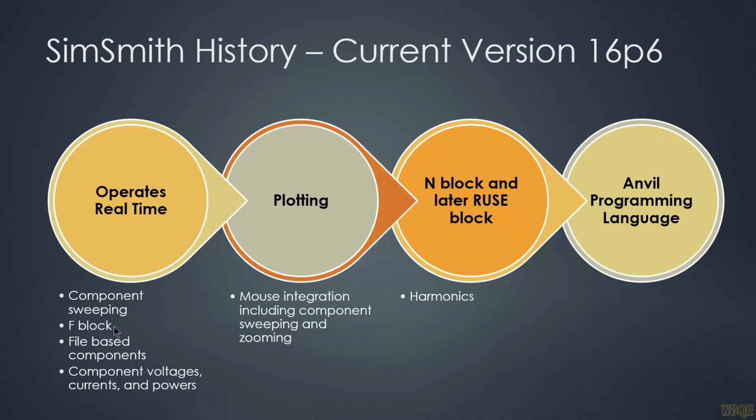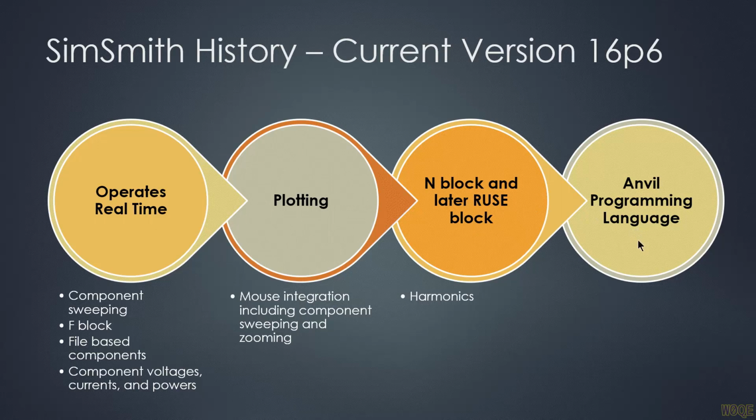Some of the videos I've done where there were transformers and baluns in the video, I'd be hard pressed to write the equations for that in an F block. Yet in a Ruse block, it's extremely simple. I used to use the N block. Now that the Ruse block has become stable, the Ruse block is what I use almost exclusively. And finally, the programming language Anvil, which allows you to pretty much do anything you want to in SimSmith.